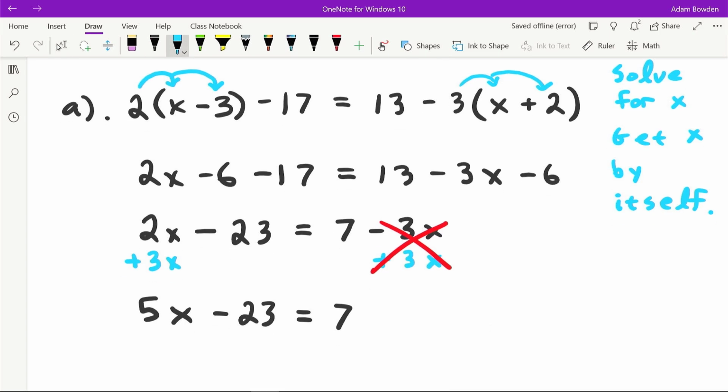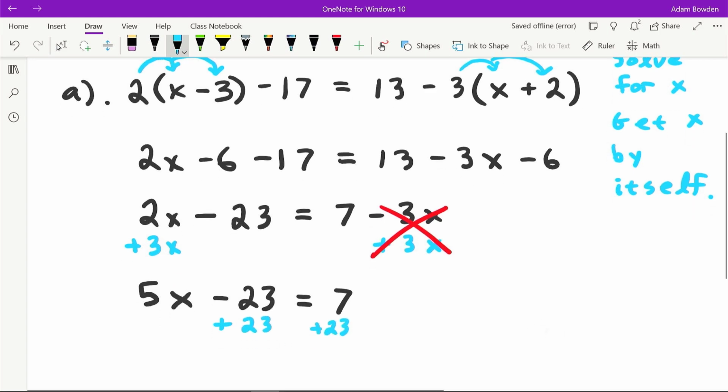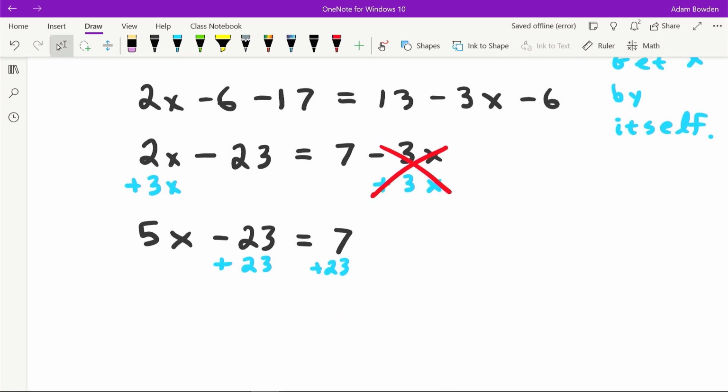And then I'm going to take the negative 23 and do plus 23 to both sides. Again, we're trying to get only the x on that side. So if I add 23 to both sides, that'll make that go away. So I'll write it as 5x = 30.